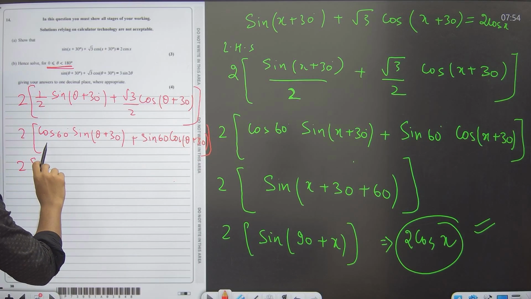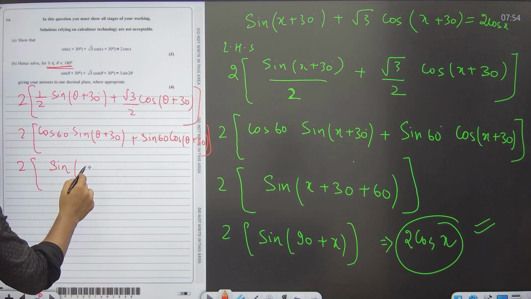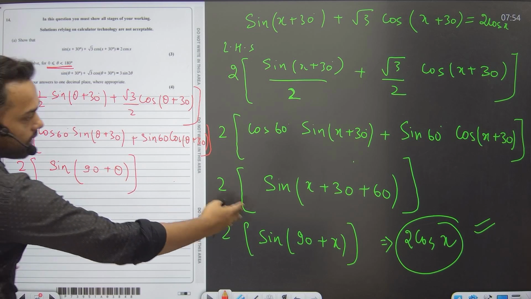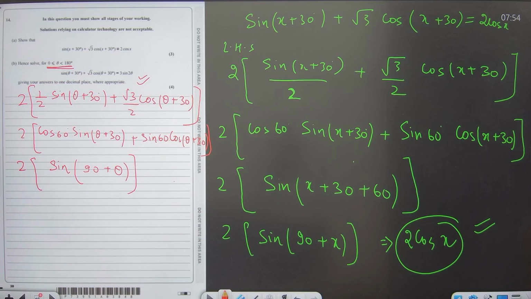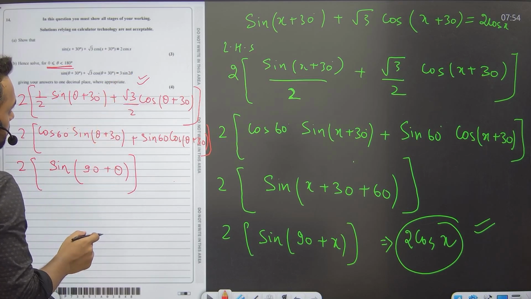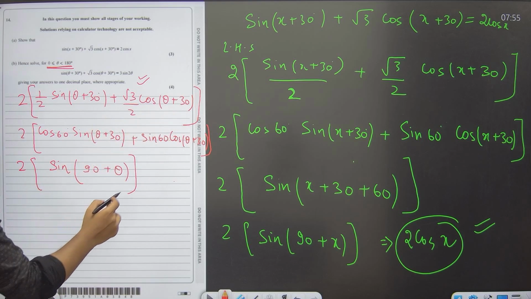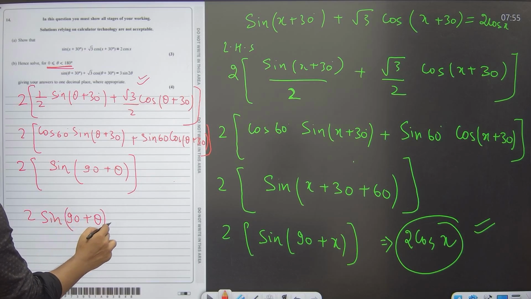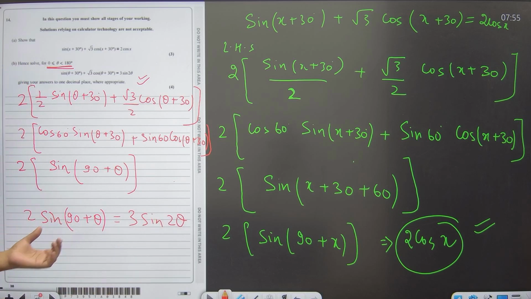In the bracket, again this formula is of sine a plus b. So sine of 60 plus 30 will be 90, 90 plus theta. This we have got. On the left hand side, same values we have got. Now here we need to solve it for theta, and the right hand side is 3 sine 2 theta. So 2 sine of 90 plus theta will be equal to 3 sine of 2 theta. We know sine 90 plus theta.